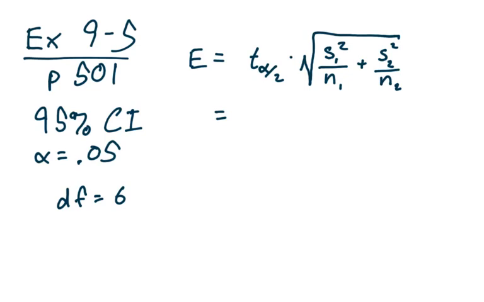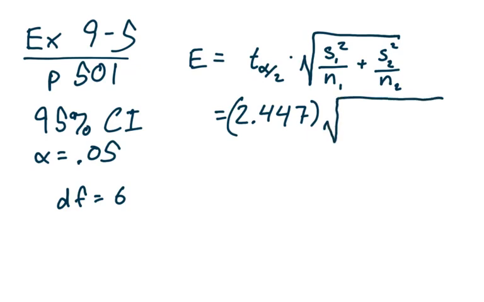So our critical t value for 6 degrees of freedom and corresponding with a 95% confidence interval is the same as the critical t value in the last problem, because everything else is the same. It's just asking us about a confidence interval instead of a hypothesis test. So that is why we have 2.447 for our t subscript alpha over 2.